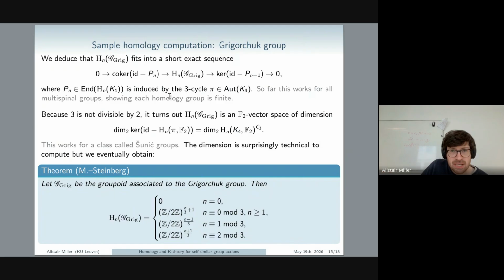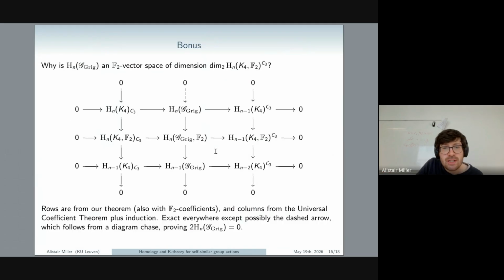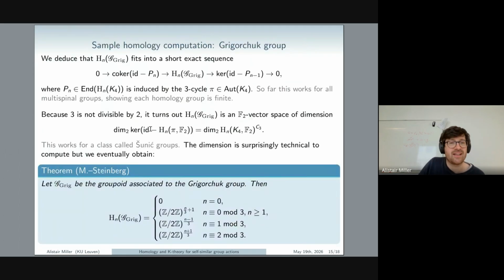And yeah, so at each stage, this works for all of them. The first bit here works for all multi-spinal groups. This here, with this divisibility condition, works for a class that are called Sunich groups. And yeah, then we actually compute this explicitly for the Grigorchuk group. And if I have just a little bit of time, I want to describe why this thing splits. Like, what is 3 not being even got to do with anything?